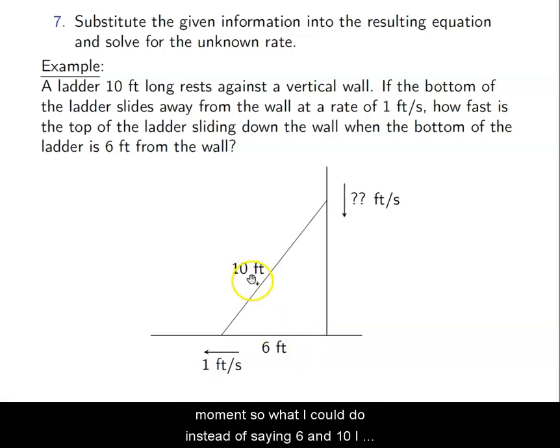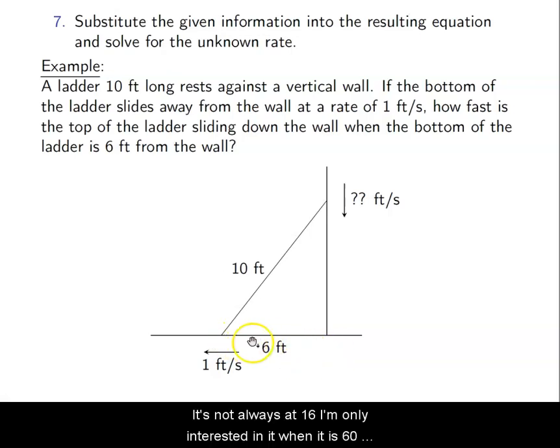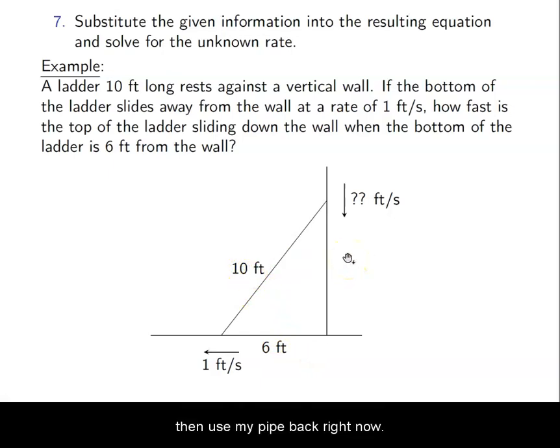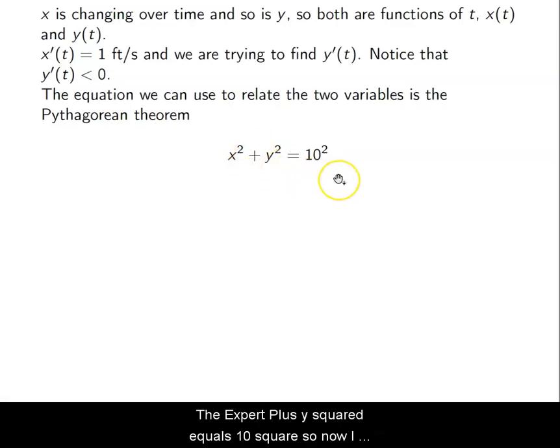So what I could do is, instead of saying 6 and 10, I can call it x and 10, because again, the picture I have is for a specific moment in time. It's not always at 6 feet. I'm only interested in it when it is 6 feet. So before it reaches a length of 6 feet here, it was a distance of x, right? It's a variable. It changes with time. So it would be much easier to call this x, 10, and y, and then use my Pythagorean theorem. Okay, so x squared plus y squared equals 10 squared.